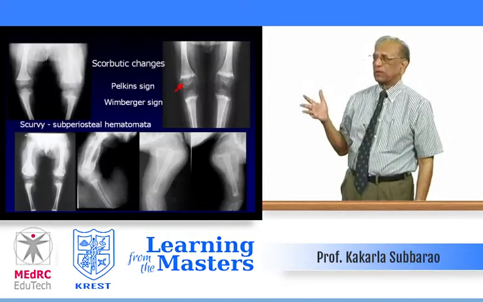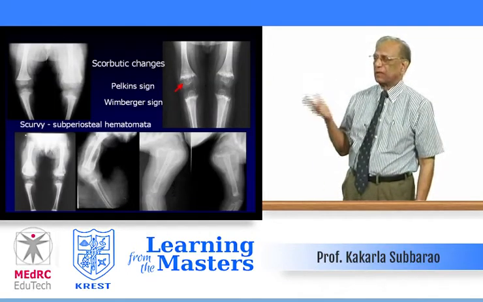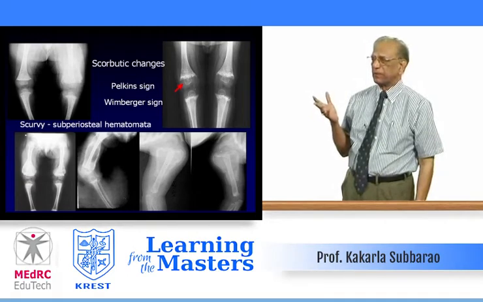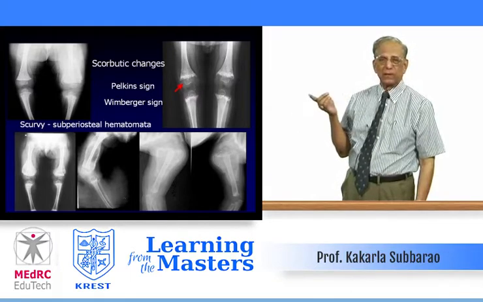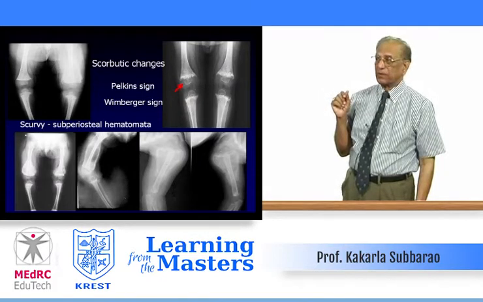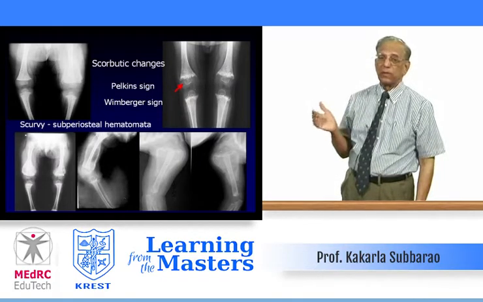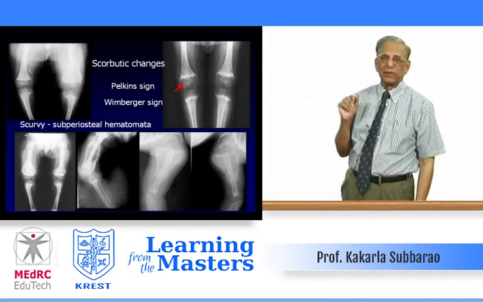Several examples of scorbutic changes in the knees. Calcified subperiosteal hematoma, Wilkins sign of spurs, Wimberger sign of the epiphysis, and then sometimes it's bilateral, sometimes it's unilateral. Often the differential diagnosis rests on this. Is it congenital syphilis? In congenital syphilis, you get a periosteal reaction, not subperiosteal hematoma.